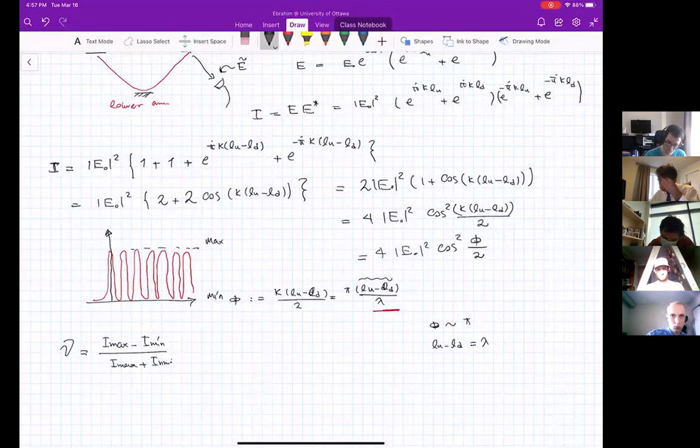Is that true? 2 pi divided by lambda. Wait for me, because that should be phi equal to this one. So pi divided by lambda is equal to pi. Yes, that's true. So LU minus LD is equal to lambda.